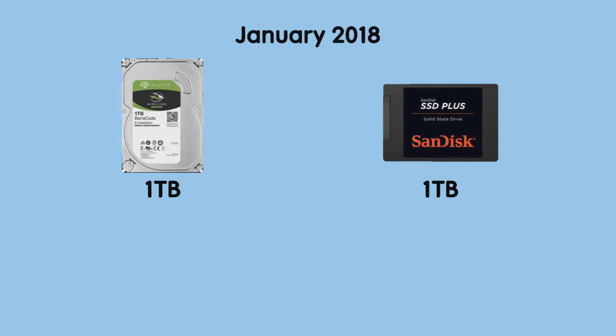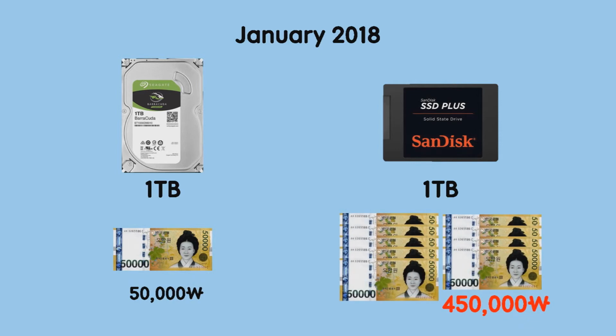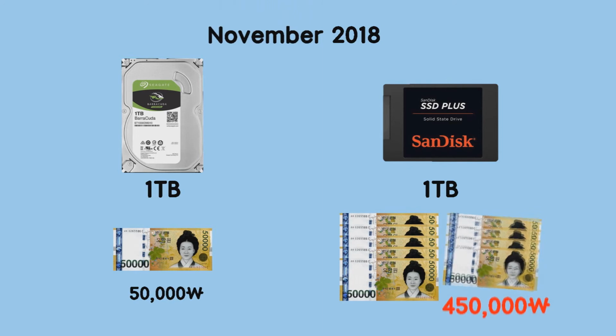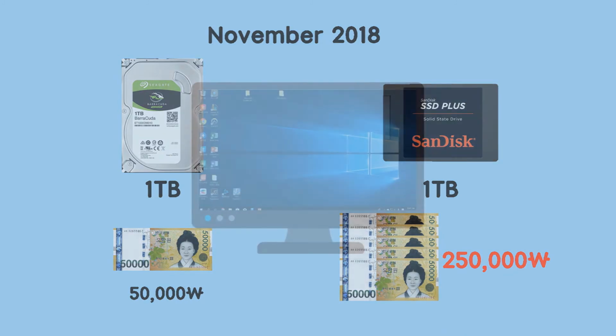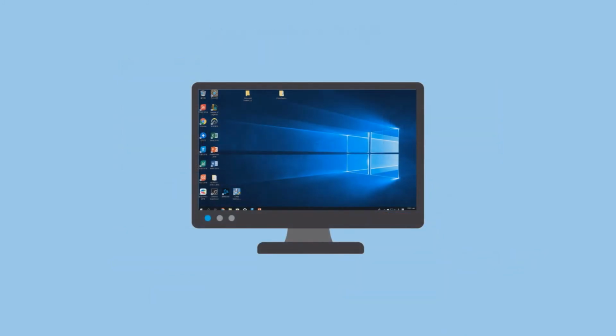That is the price. As of January 2018, a 1TB HDD was sold for 50,000 won, but an SSD with the same capacity was sold for 450,000 won. However, the price of SSD has been falling. Until January 2018, Samsung's 250GB SSD exceeded 100,000 won, but fell to 50,000 won in November 2018. Later, when the price of the SSD drops sufficiently, the generation of storage devices will be replaced.